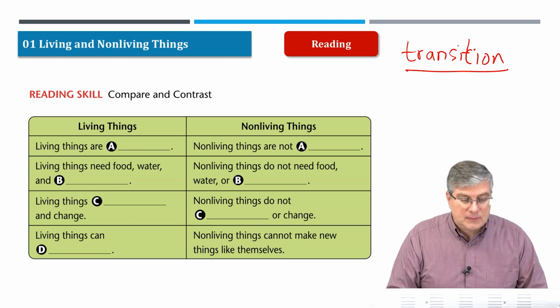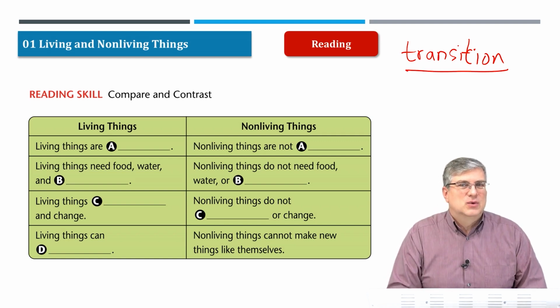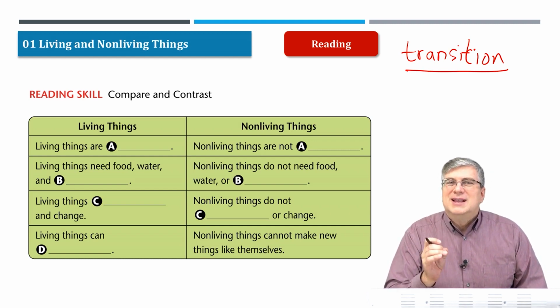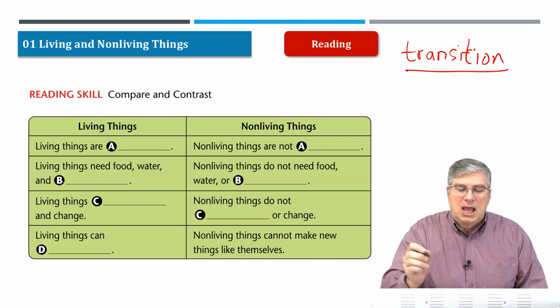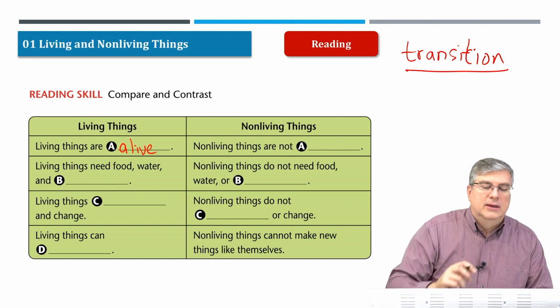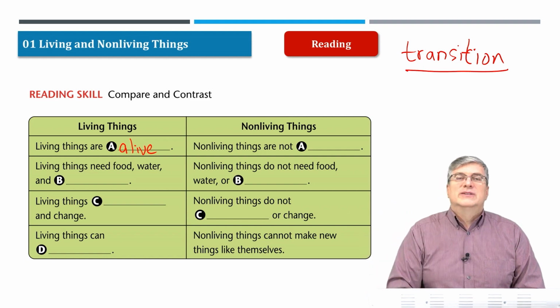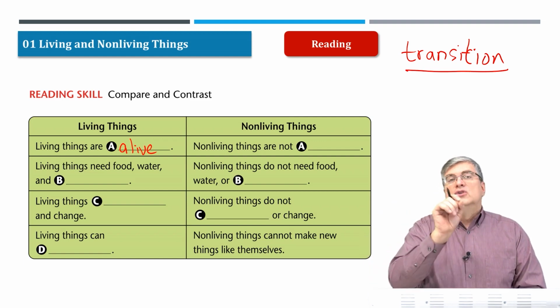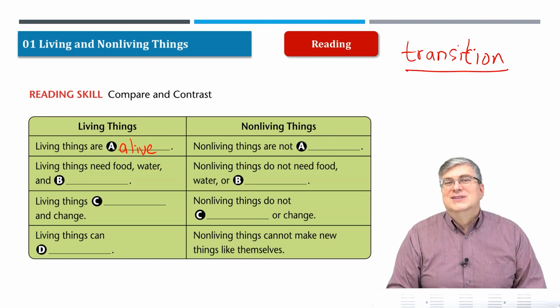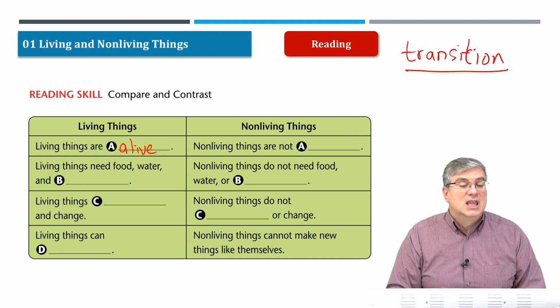Living things are what? Well, it was similar to a vocabulary word. It's not exactly the same, but in the reading passage, remember, it said living things live. If something lives, it is alive, right? So living things are alive. We say it is alive because we say it lives. So to live is a verb. Alive is an adjective, right? They are alive. It is alive.